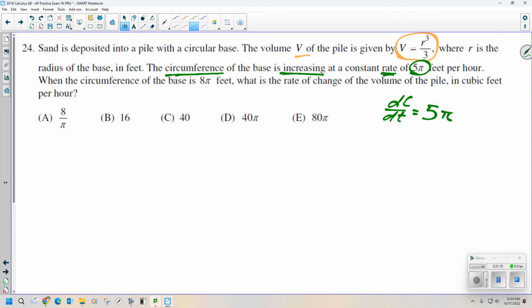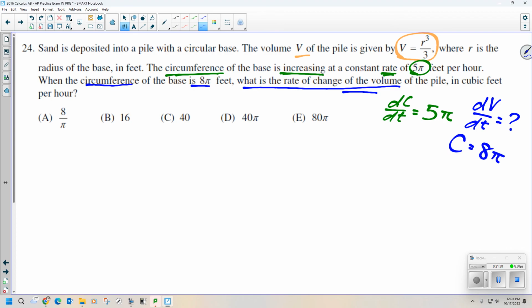Okay? When the circumference of the base is 8 pi feet, what is, and here it is, here's the money shot, what's the rate of change of the volume? So I need to find dV/dt when the circumference is 8 pi. All right, we have everything we need. Let's move forward. Well, first, if I've got to find this, why don't I just take the derivative of volume and actually get that equation? And then we'll see what else we need to solve that.